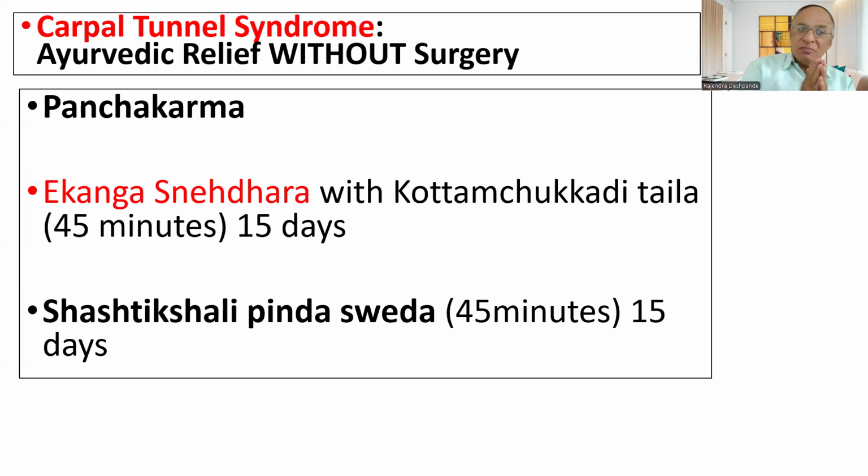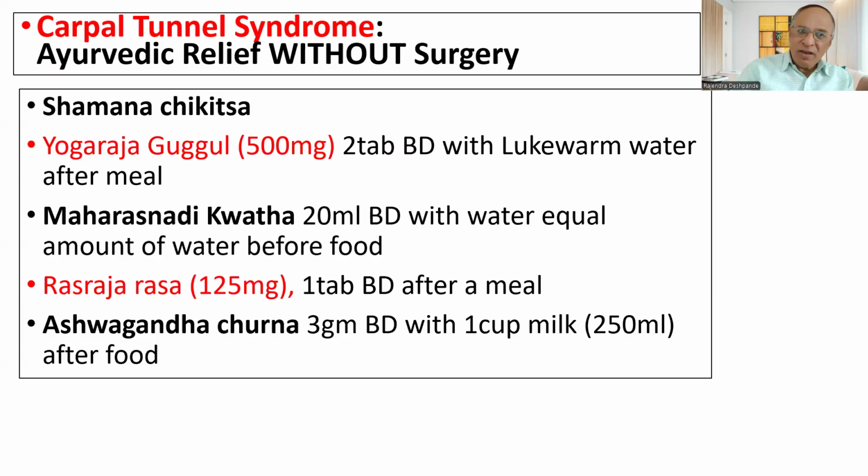So first, Panchakarma was advised and done by the researcher. Ekang means only one specific part; Sarvanga means full body. Ekang Snehadhara, pouring of oil on the wrist, here, the carpal tunnel. Kottamchukadi Taila, medicated oil, was poured on the carpal tunnel for 45 minutes every day for 15 days because it is a Vata dosha imbalance. Then Shali Shashtika Pindasveda was given for 45 minutes for 15 days.